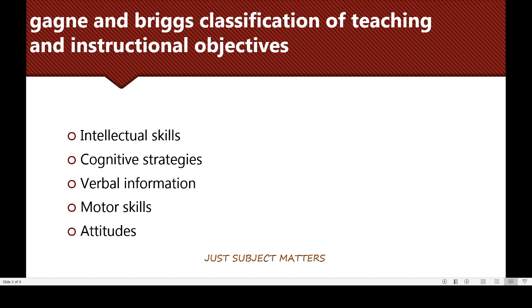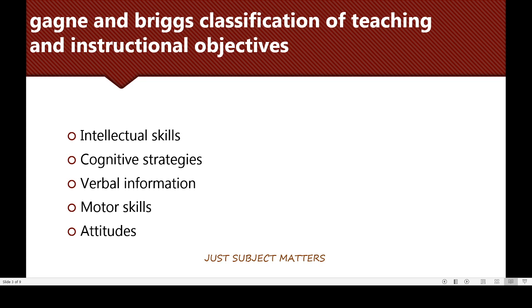Next, we have the Gagné and Briggs classification of teaching and instructional objectives. We have the intellectual skills, where these skills are crucial for dealing with the environment. So they include the concept of learning, rule, and the problem solving capacity. And the cognitive strategies, where these include the methods and techniques of one's own learning, remembering, and the thinking skills that is completely related with knowledge.